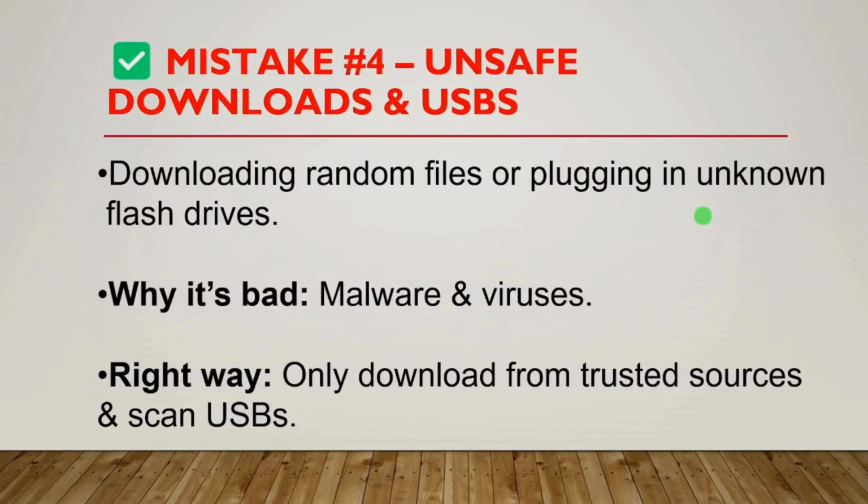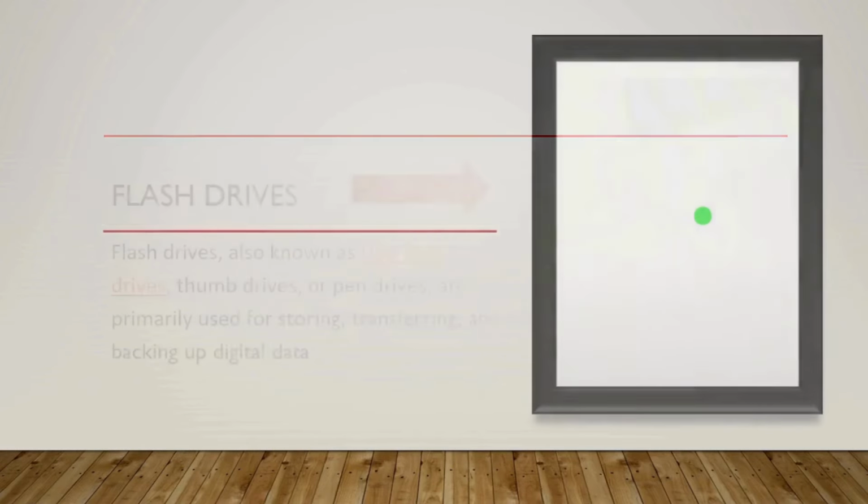Number 4 mistake you should avoid is unsafe downloads and USB. Please stop downloading random files from the internet. Please. Downloading random files from the internet and also plugging in unknown flash drives can damage your PC as well. You can attract malware and viruses into your PC. That is why it is bad. So when you download from websites you do not trust, you are apparently damaging your PC by attracting malware and viruses. Now this is what I mean.